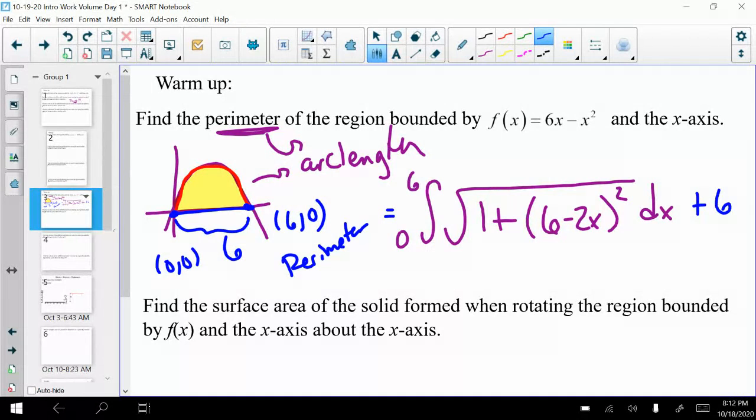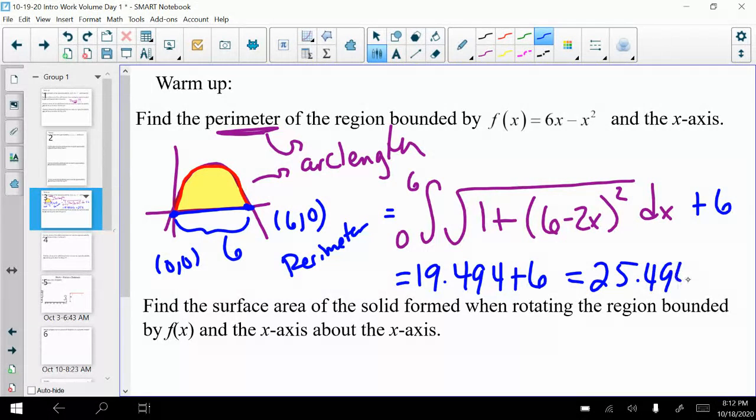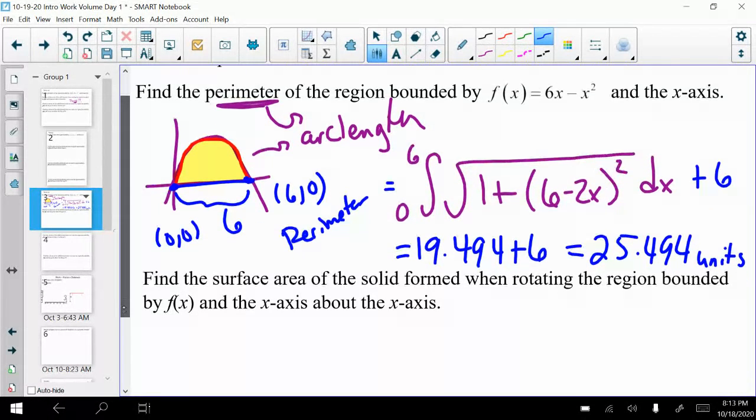And then I thought I would just double check and make sure I get you a numeric answer to look at. So the integral of the square root of 1 plus, 6 minus 2x, whole thing squared, dx. And that should give us 19.494. And then we still need to add a 6 to that to get to our total perimeter of 25.494. And those would just be units since they didn't actually give us any units. Okay. Let me know if we have questions there.